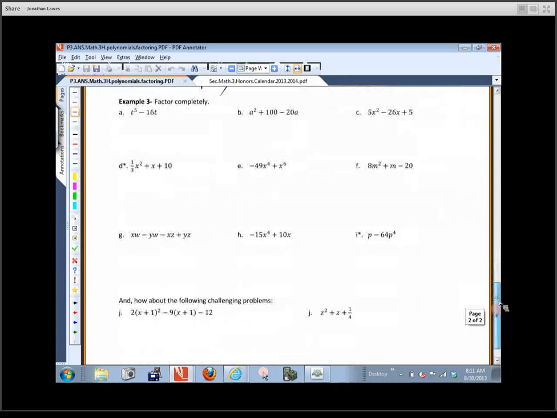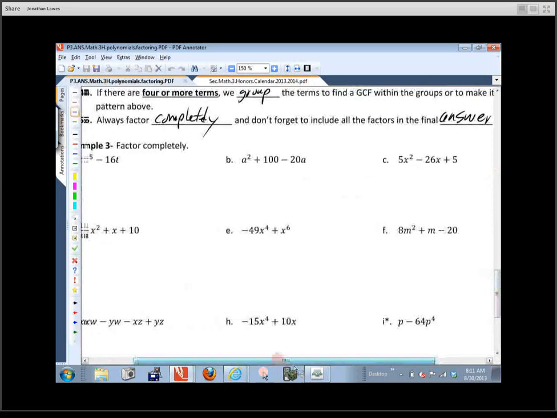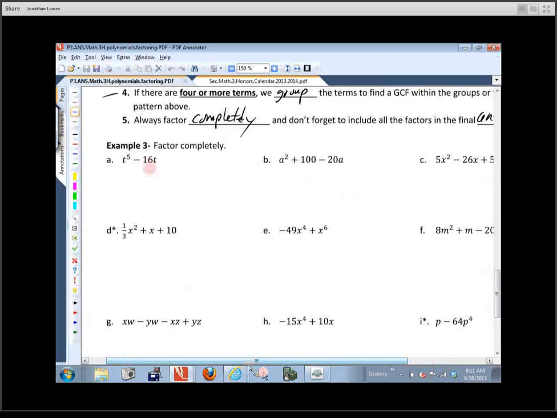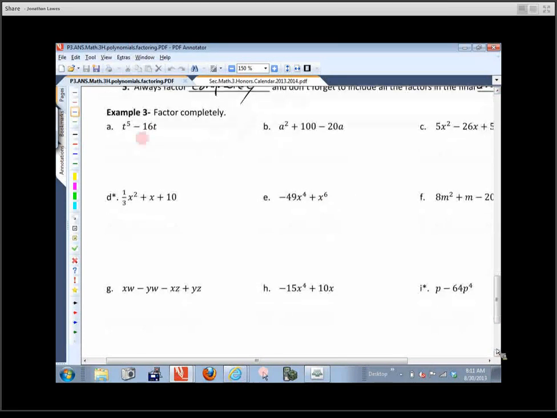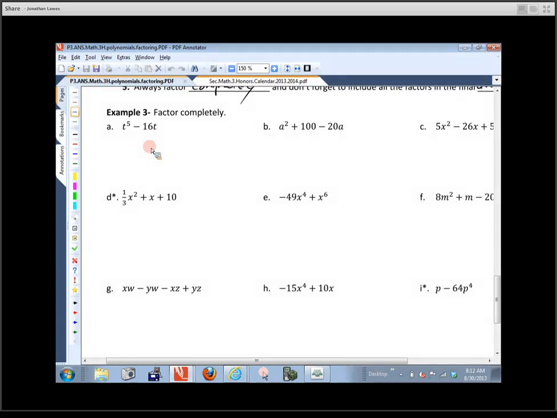All right, so let's see. Brandon, what would we do on this one right here? Not on this one because we've got a fifth power and everything. Okay. There we go. First rule: always look for, is there a common factor in all of the terms? Okay. So the first thing we're going to do is we're going to take out a t. So if I take out a t, I'm left with t to the 4th minus 16.